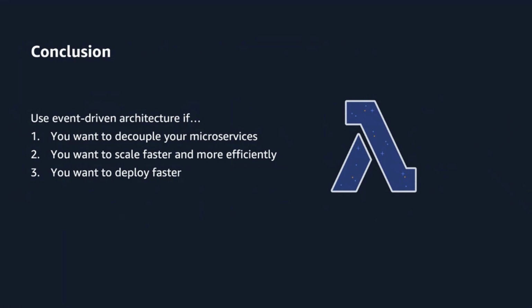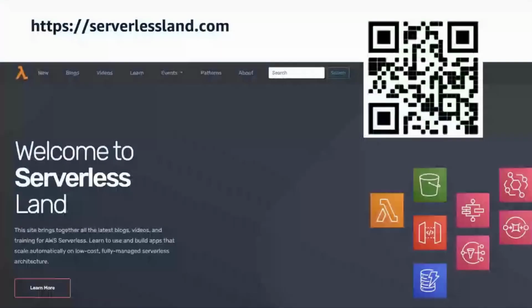Now, in case you haven't been paying attention at all for the past 40 minutes, I want you to take away 3 things about event-driven architecture. The first, you should use event-driven architecture if you want to decouple your microservices, you want to scale faster and more efficiently, and you want to deploy faster.